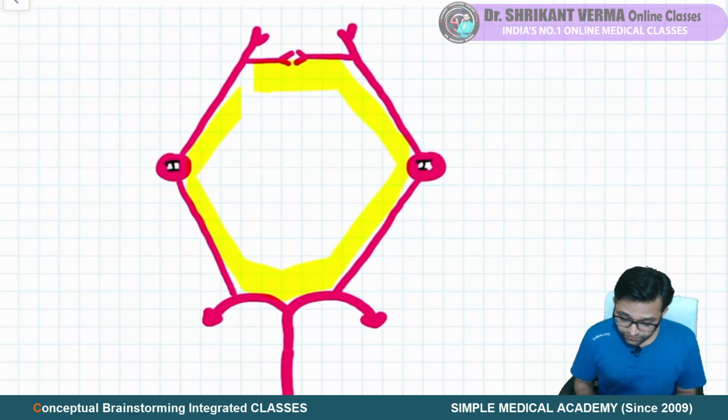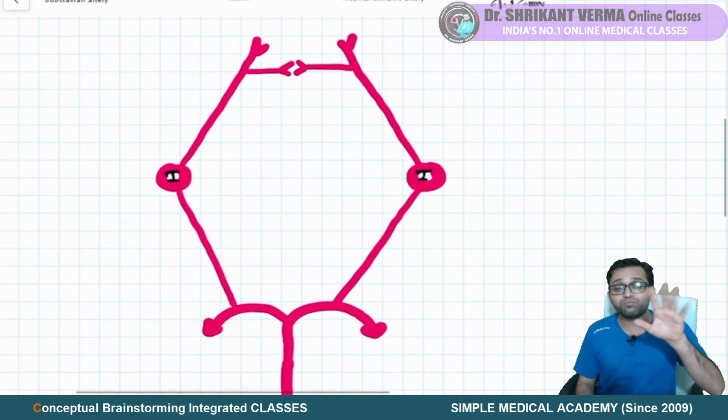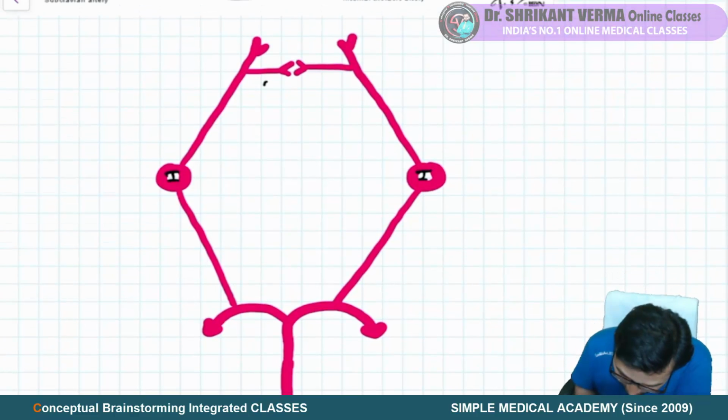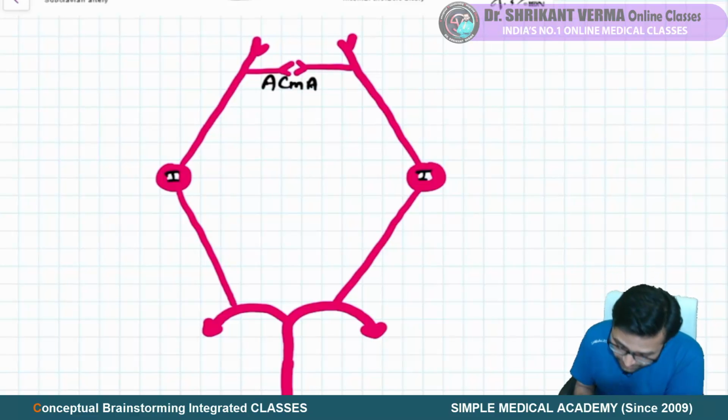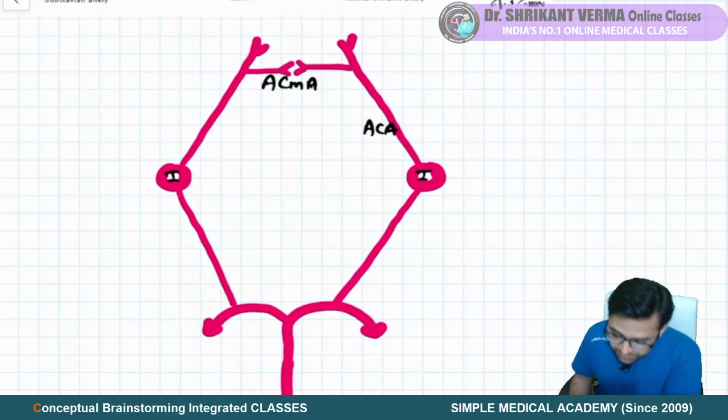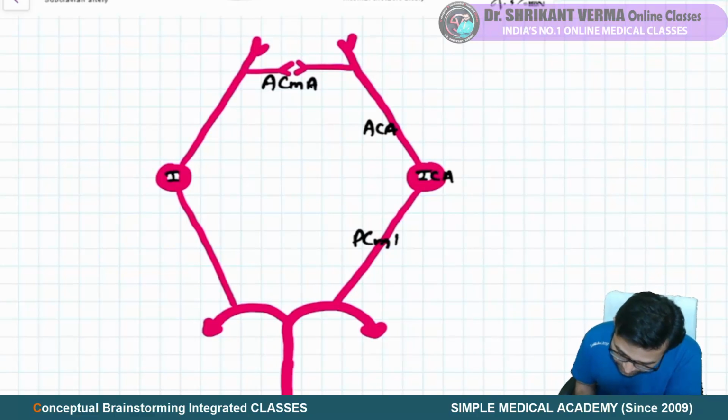Okay. Again. Yes. What are the 5 components of the circle of Willis? Magic of 5. This is our anterior communicating artery. Here is our anterior cerebral artery. Already the internal carotid artery is located here. Coming backwards, the posterior communicating artery, and at the very back the posterior cerebral artery.